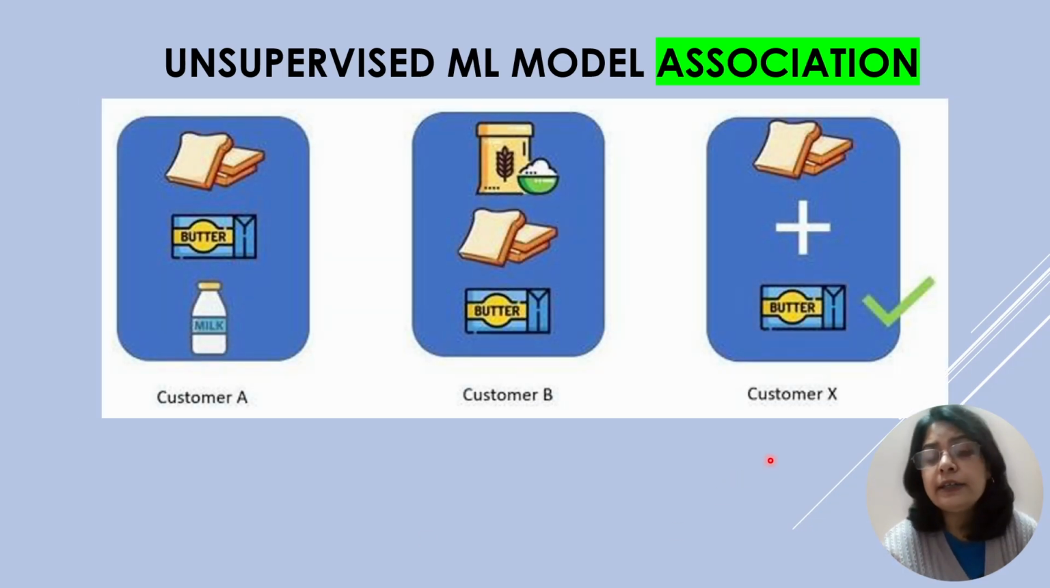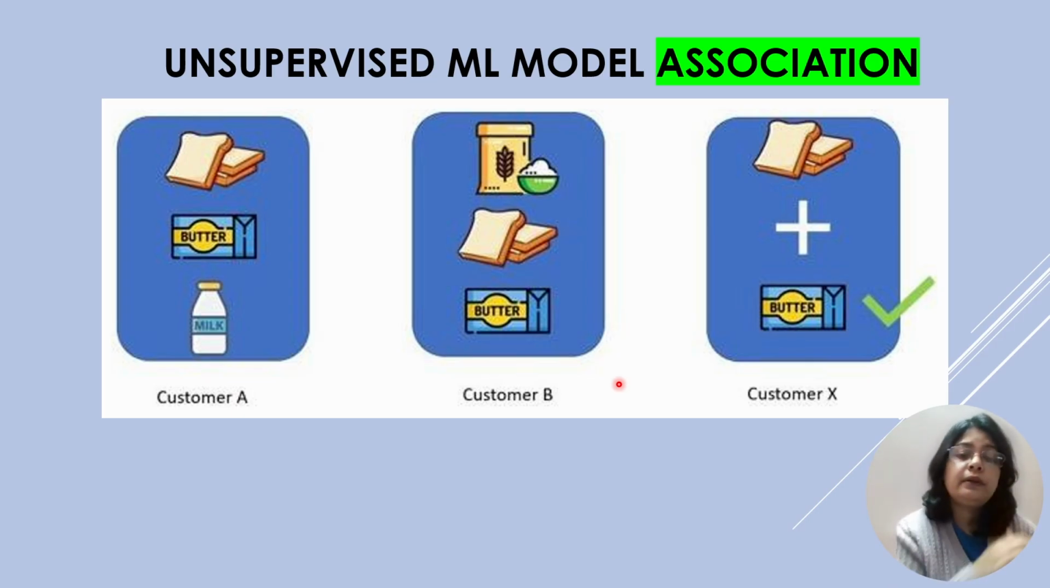So if the third customer now buys only bread, it will recommend butter, because from the first two customers it has seen that usually if somebody is buying bread, they go for butter also. Like I told, if I buy only the mobile phone, it will recommend mobile covers and all accessories related to that particular thing. So this is the work of the association model. This is what is the association rule.